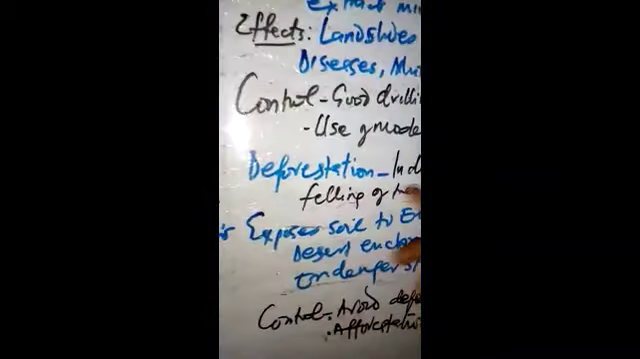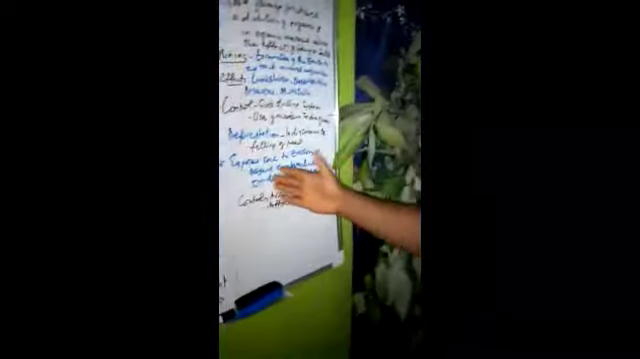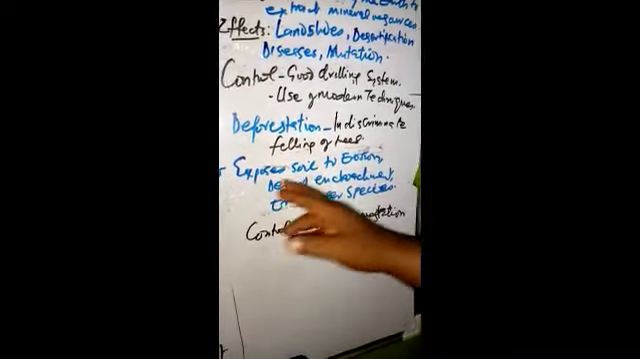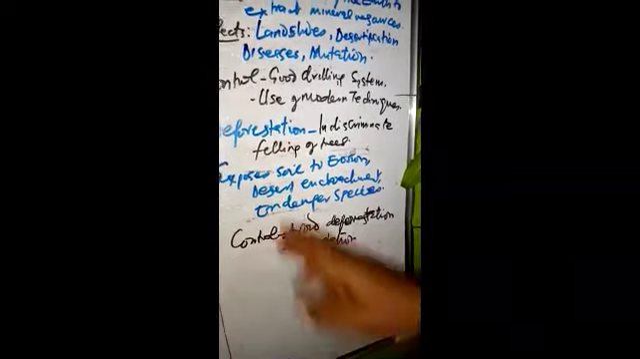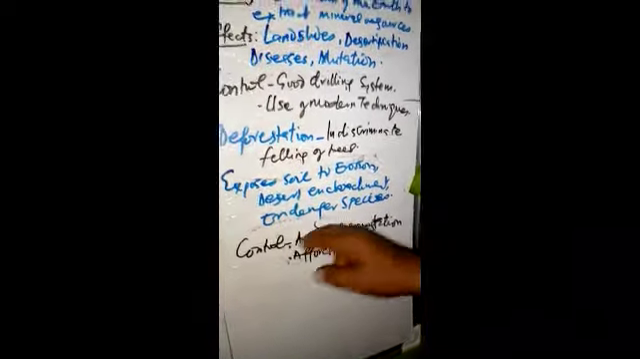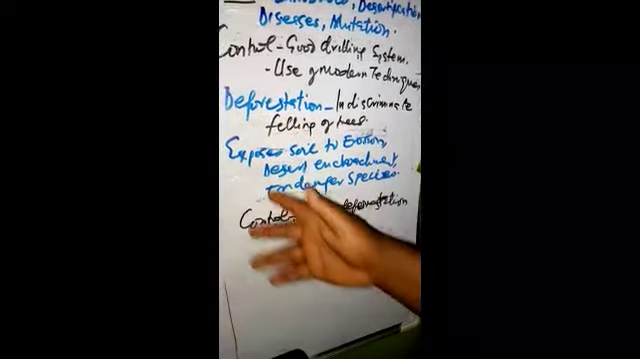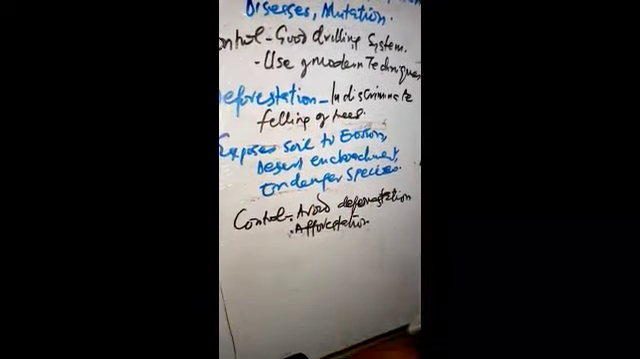Then, what is deforestation? Deforestation is indiscriminate felling of trees. You fell trees, but you do not replant trees, and the earth will be exposed. What are the effects of deforestation? It exposes the soil to erosion. It leads to desert encroachment. It endangers species. Some species are disappearing from the face of the earth because we have removed the forest where they are living. How do you control deforestation? You can control it by avoiding deforestation and by afforestation. Afforestation means planting of trees.